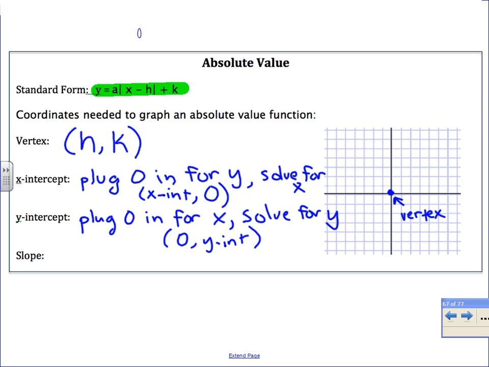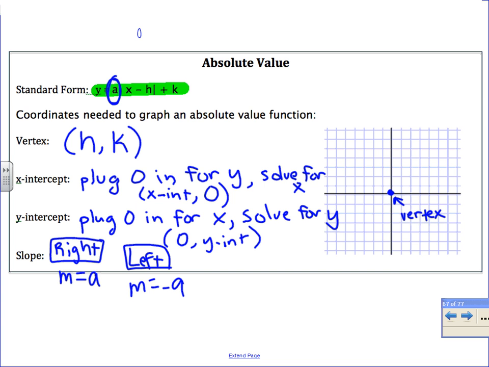The slope, this is kind of interesting. For the right-hand side of the absolute value function, the slope, which is m, is going to be a. Going back to the standard form equation, the a that I just circled, that is always the slope for the right-hand side. For the left-hand side, the slope is always the opposite of a. So m is equal to negative a for the left-hand side. I'll show you that when we get to the parent function.